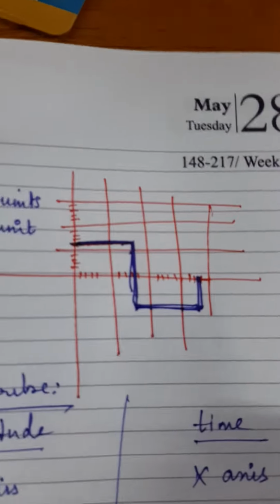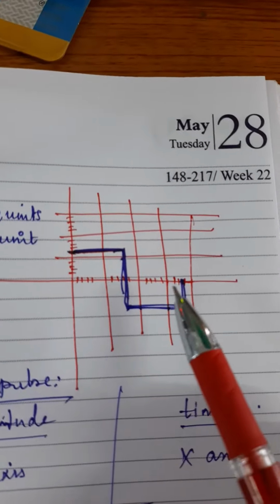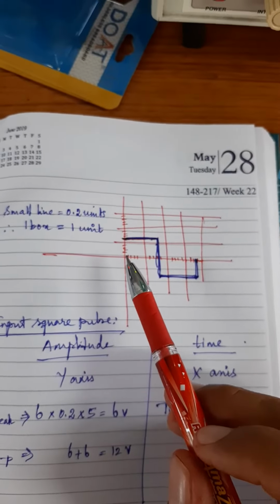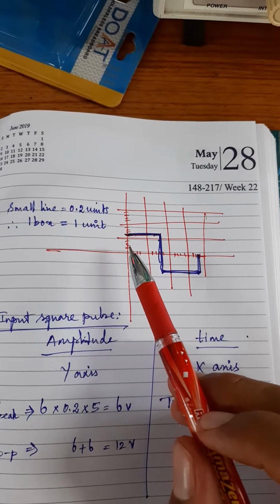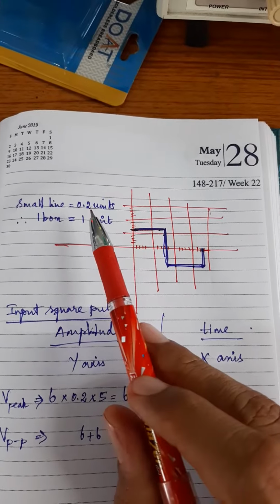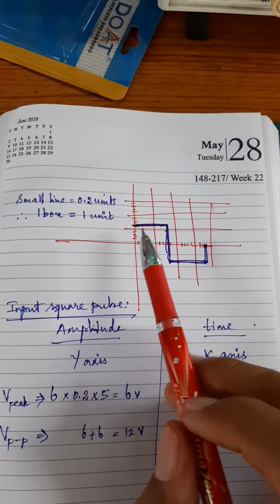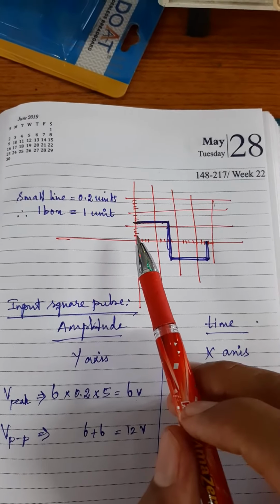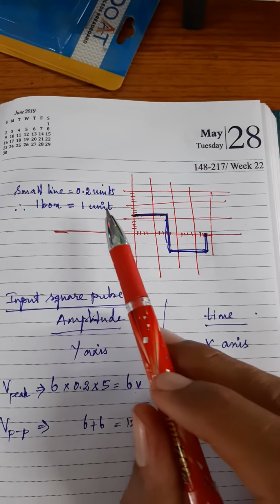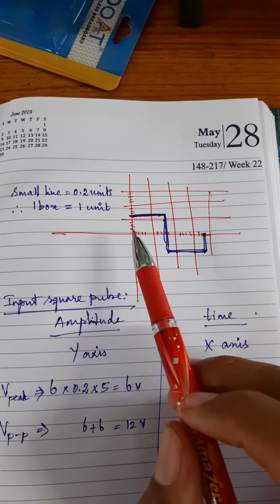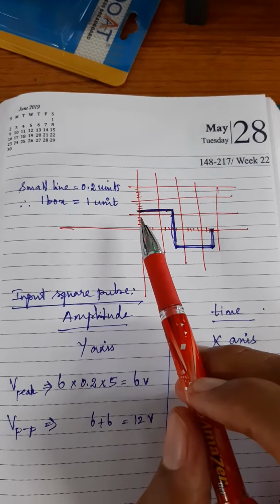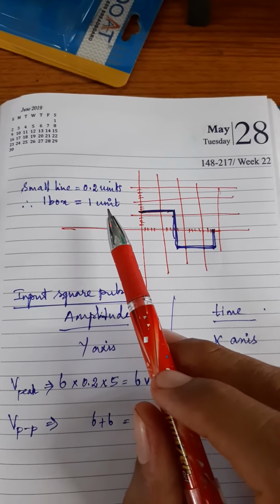Since it is oscillatory, I have drawn this manually to make you understand. Look at this. Each and every small unit is of 0.2 units, and one box consists of 5 smaller divisions. So if you multiply 5 into 0.2, then you will have 1 unit.